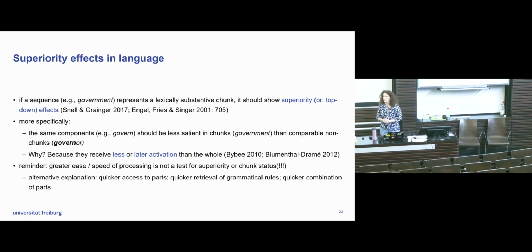By contrast, governor, I would predict, is less of a construction. So govern, and so the combination is rare, so probably in governor, govern stands out as a morpheme that contributes to the word separately, okay? Because governor is rarer than govern on its own. Okay, so if a sequence is a chunk, it should show superiority or top-down effects, and this means that the individual components of government should not be very salient, but the individual components of governor should be more salient.